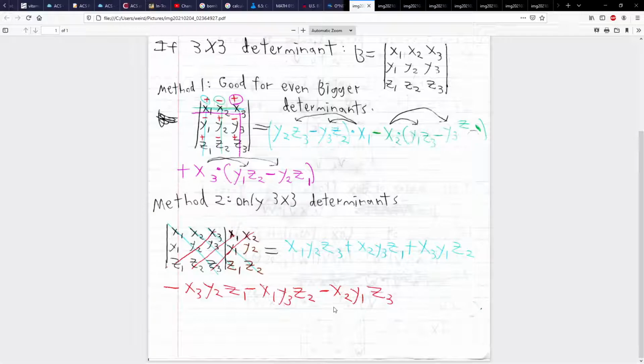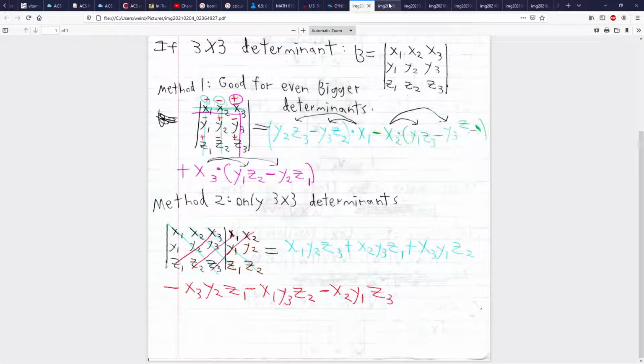Now method 2 only works for 3 by 3 determinants. Basically, you add the first 2 columns to the right side, so you have 5 total columns. You copy them, and you do 3 diagonals this way and 3 diagonals that way. And as I color coded them, you add the multiplication of the 3 terms in each of the first 3 diagonals, and you add them, then you subtract, like I showed with the color coding and everything.